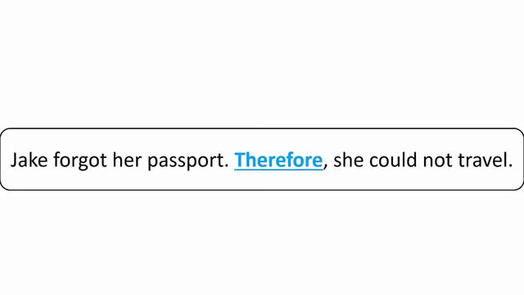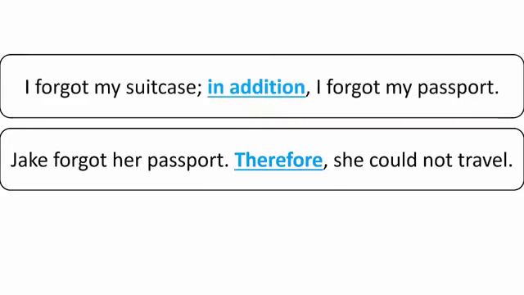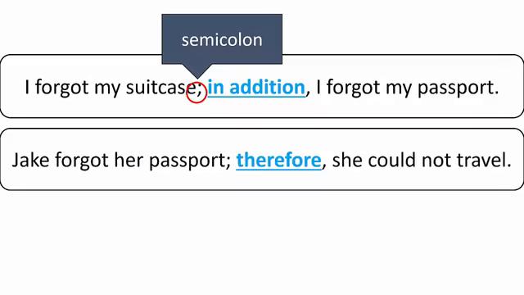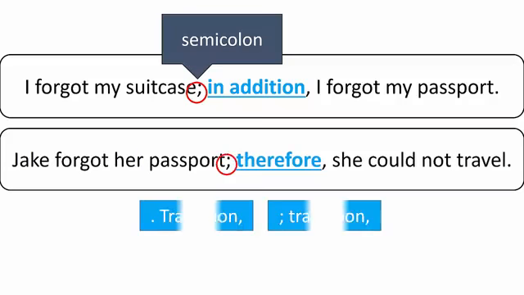Notice the difference in punctuation in these sentences. In the first sentence, I forgot my suitcase, in addition, I forgot my passport, we have a semicolon instead of a period, which is followed by a lowercase letter. We can do the same thing with any of the other transitions. In fact, we can change the second sentence to look like this. These are the two ways to start a sentence with a transition: after a period or after a semicolon.